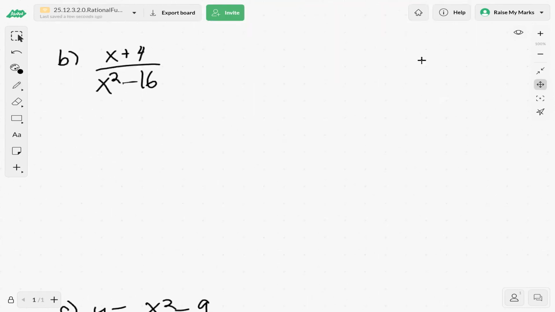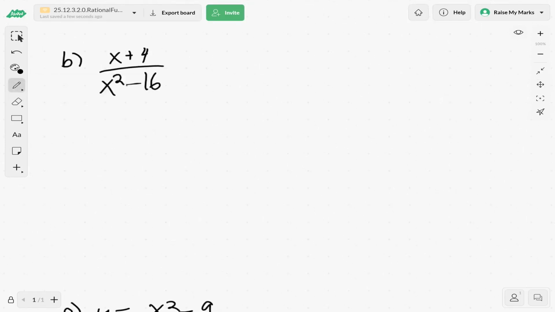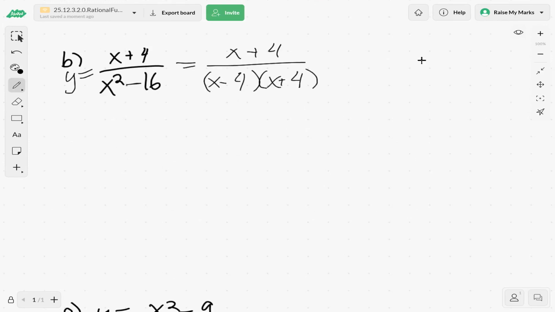Okay, next question. So we have, again, let's give it a name: y equals x plus 4 over x squared minus 16. Well, let's see if we can factor. So in the denominator, we do have a difference of squares. That's nice. That factors well. It factors as x minus 4 times x plus 4. We can cancel out the x plus 4s from the numerator and denominator, and we're left with 1 over x minus 4.